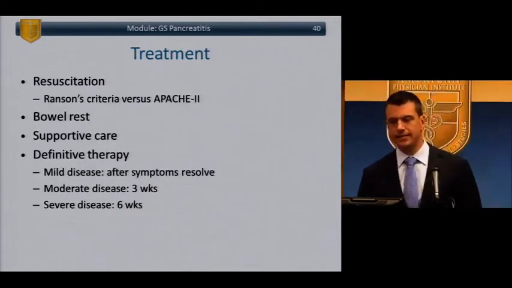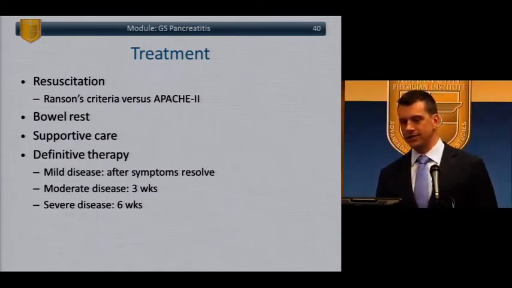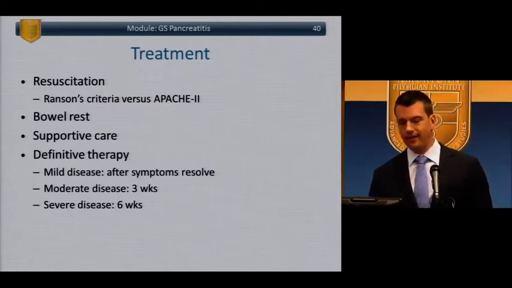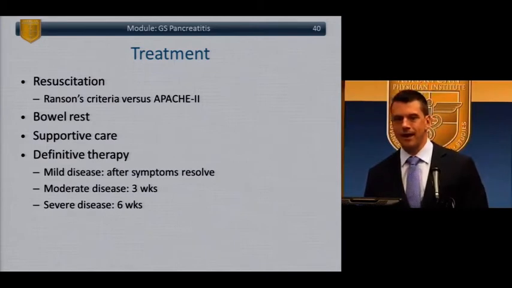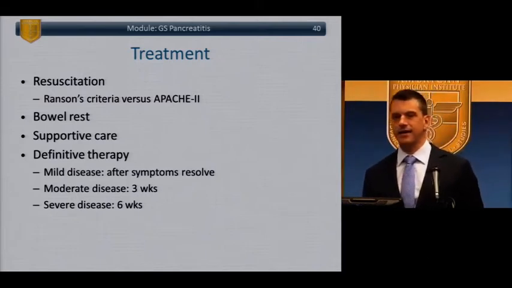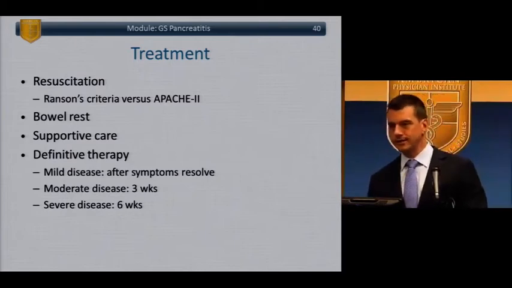So again, resuscitation, whether this is driven by Ranson's criteria or by APACHE II or other physiologic scores, is not important. Usually bowel rest initially for the pancreas, and supportive care. For definitive therapy, you need to get the gallbladder out so that we don't pass more stones and this doesn't happen again. In mild disease with pancreatitis that rapidly resolves, this should be done in the hospital so you don't have another secondary event before you get back. Each time you get another episode of pancreatitis, the risk of morbidity and mortality is the same.